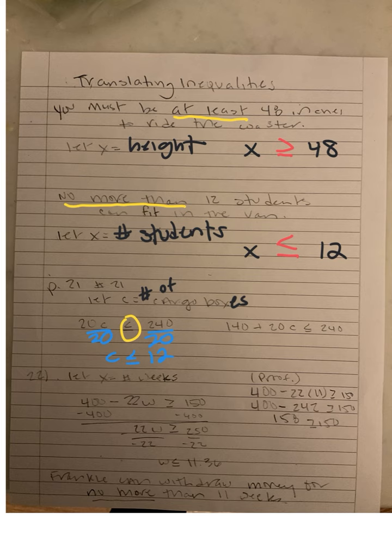Now you have a 140-pound person riding in the elevator with the cargo boxes. What's the maximum number of cargo boxes the person can take? So here you have your 140-pound person plus those cargo boxes that are weighing 20 pounds, and there's your maximum. And so here we are going to subtract 140. And we have 20C is less than or equal to 100. Divide both sides by 20, and you can now take no more than 5 cargo boxes if the person on the elevator weighs 140 pounds.